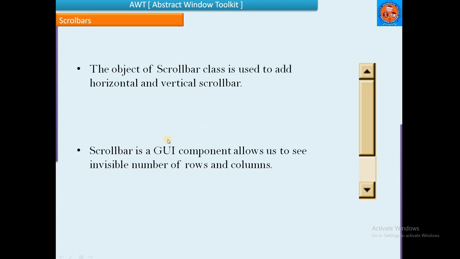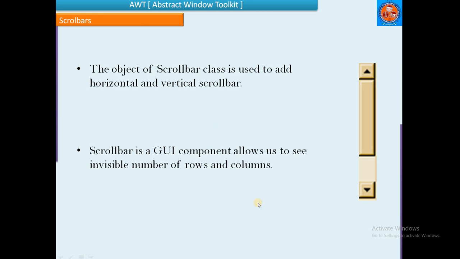What is a scroll bar? Scroll bar is a class supported by the AWT in Java for designing scroll bars like this. That means we can scroll the component from top to bottom or bottom to top. The object of the Scrollbar class is used to add horizontal and vertical scroll bars. By using scroll bars, we can move the text front and back, that means top to bottom.